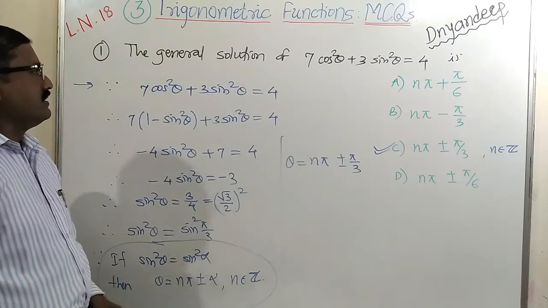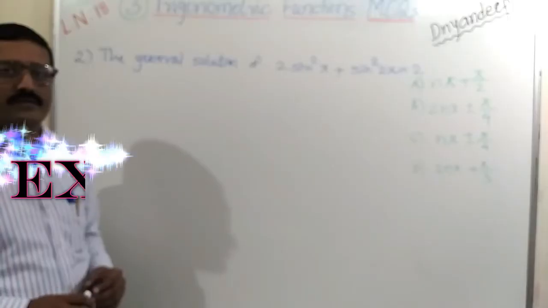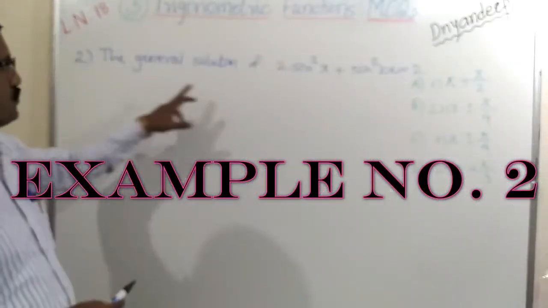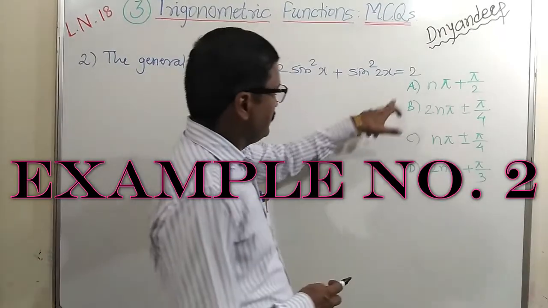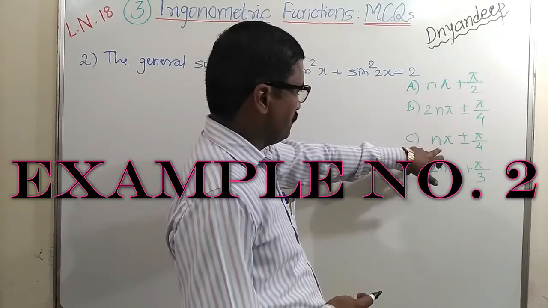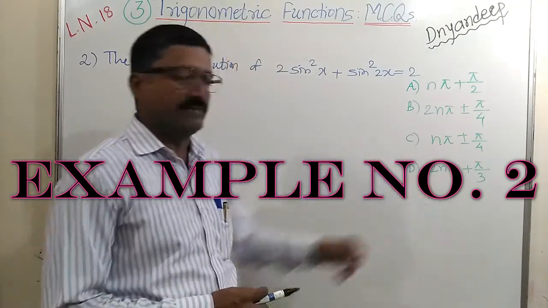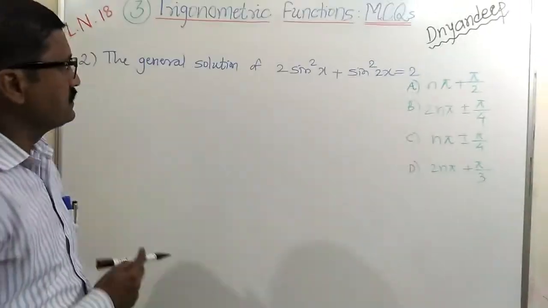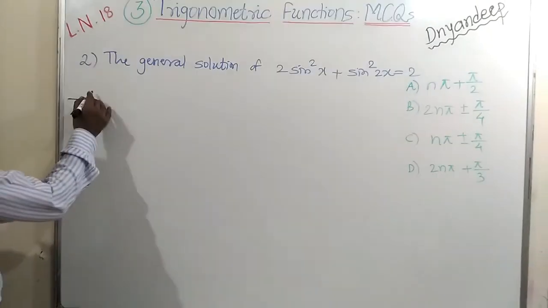Okay. Now see second one. Let us see the second one. The general solution of this is n pi plus pi by 2, n pi minus pi by 4, n pi plus minus pi by 4, and 2n pi plus pi by 3. Let us solve this given trigonometric equation.